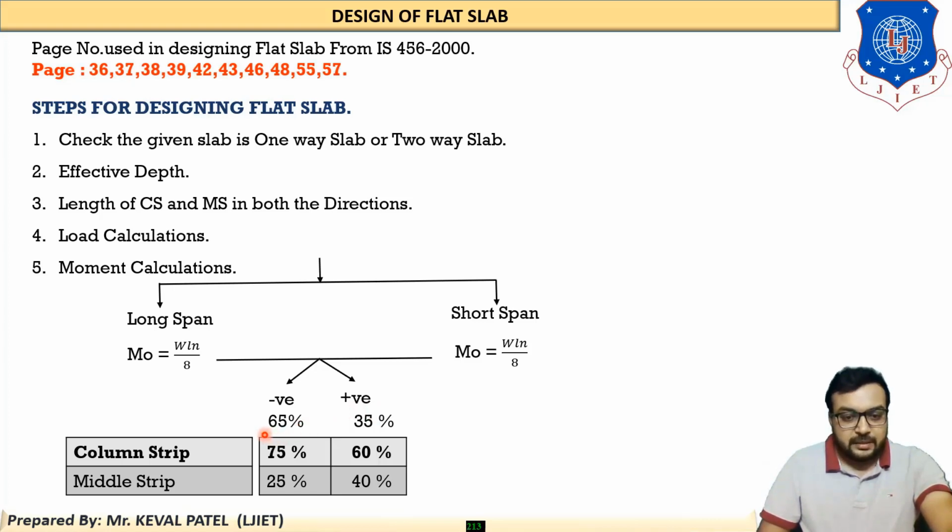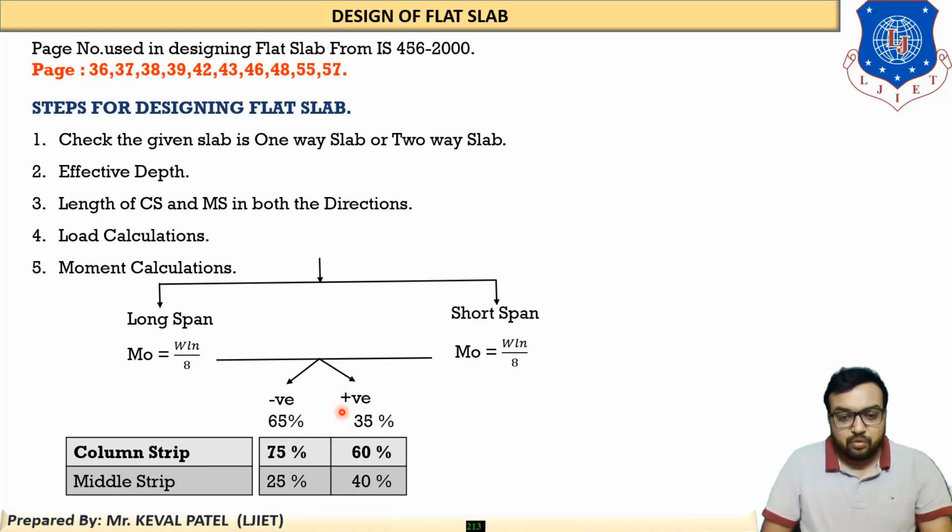After finding out the negative and positive moment, we have to distribute that negative and positive moment onto the column strip and middle strip. In the column strip, the negative moment is 75 percent and the rest of the negative moment moves to the middle strip.